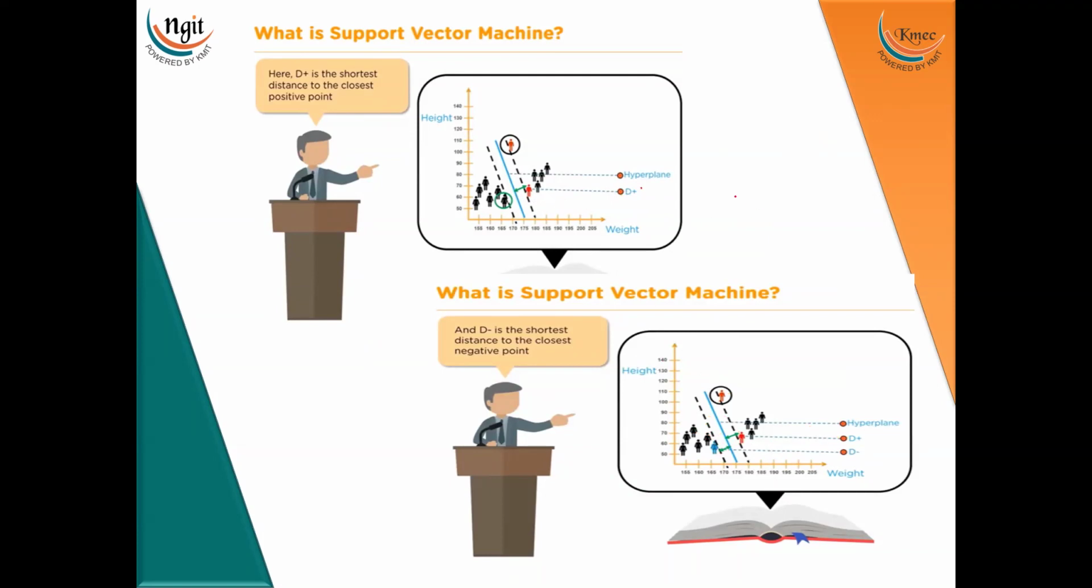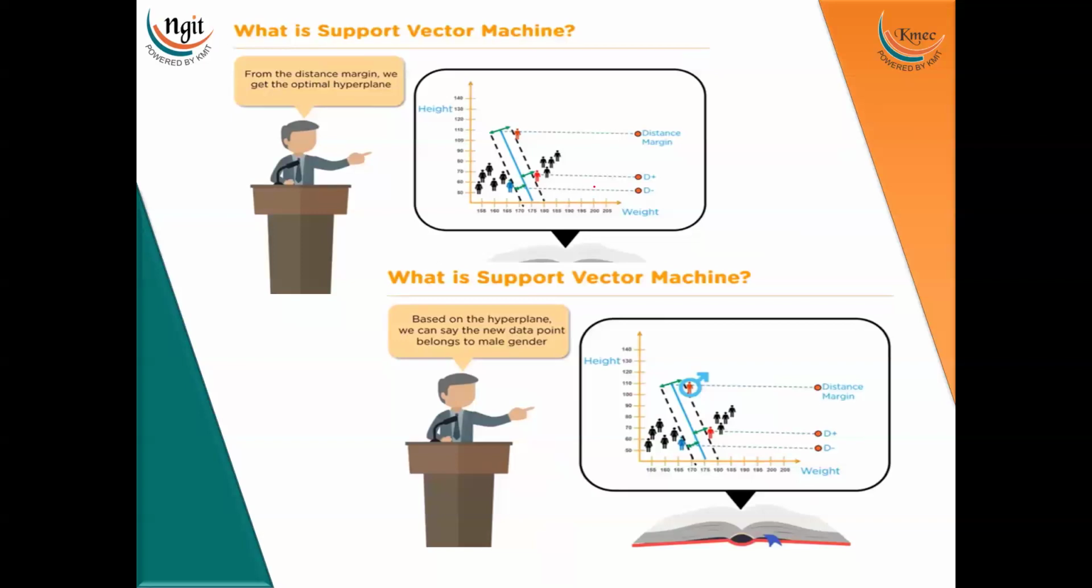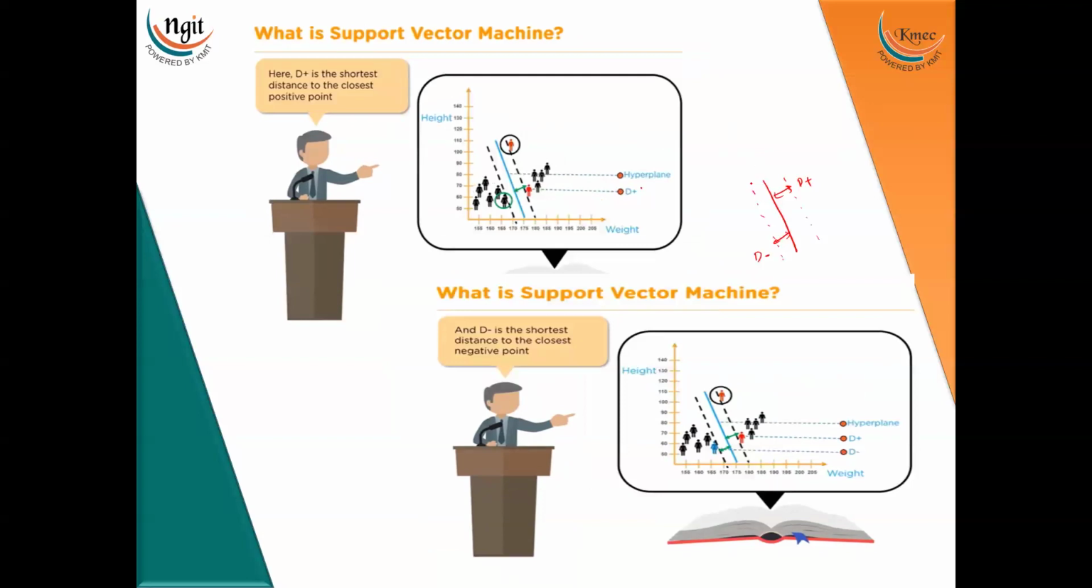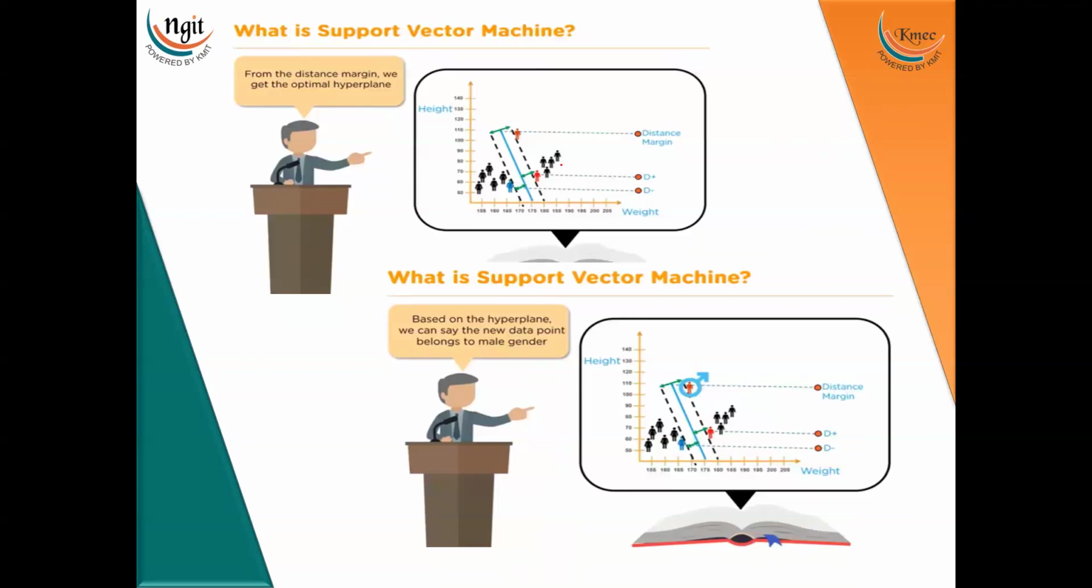So this is the line. We have drawn a hyperplane and two dotted lines. The distance from here to here, we call D plus. And the distance from here to here, we call D minus. The total of these is called the distance margin. From the distance margin, we get the optimal hyperplane.